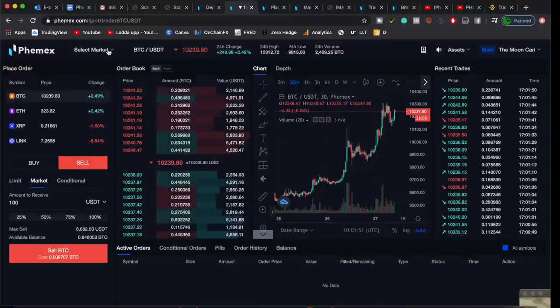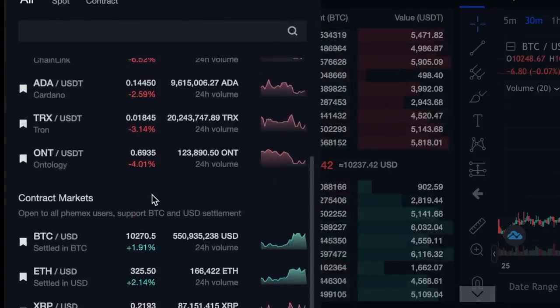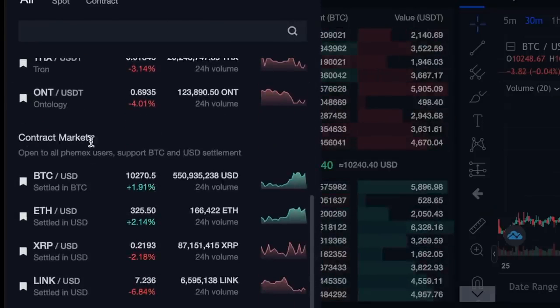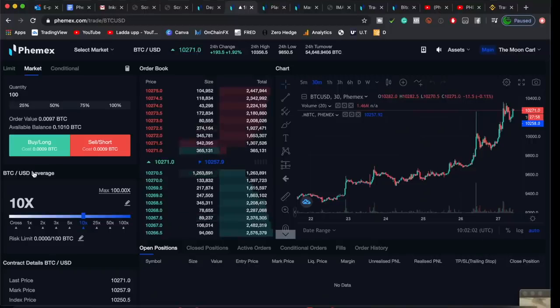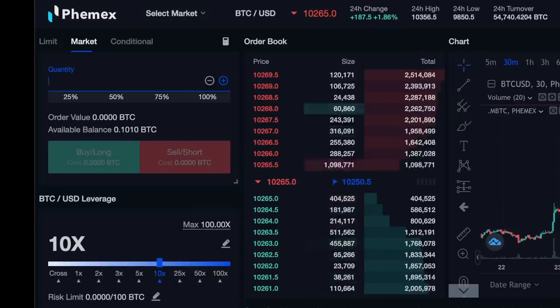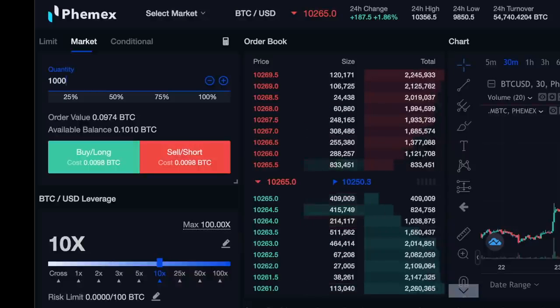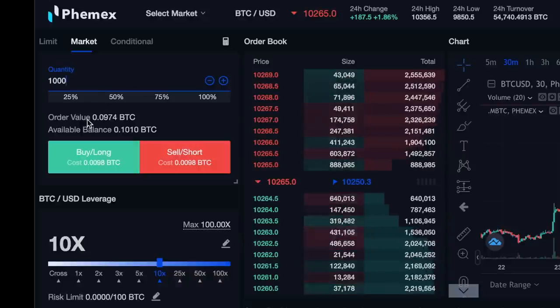Now, let's go from spot trading into derivatives trading down here at contract markets. So let's say we want to trade Bitcoin now. Let's click right there. That will take us to this screen. Very similar. You have the chart over here. You have the order book right there. And here is where the magic happens. You can buy long or you can sell short Bitcoin here on leverage. Now, this is very, very simple. Now, let's say you want to long $1,000 worth of Bitcoin here. The order value will be 0.0974 Bitcoin.